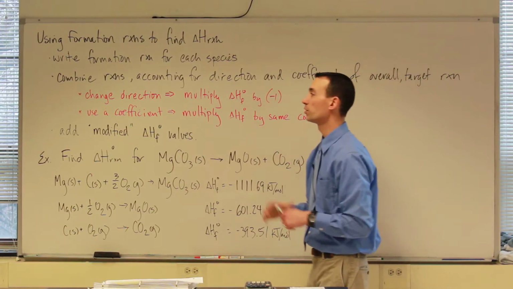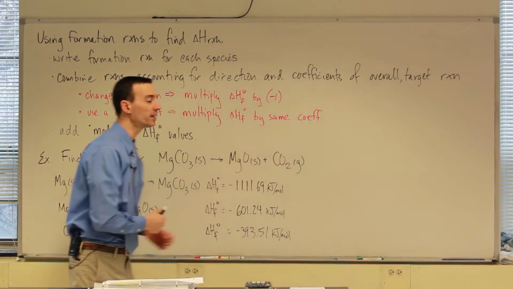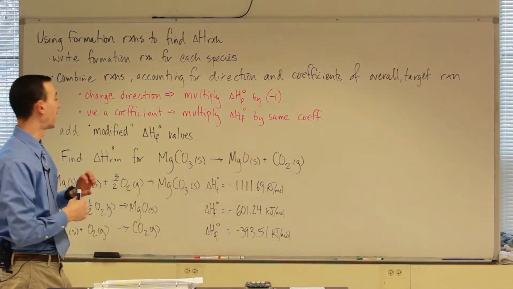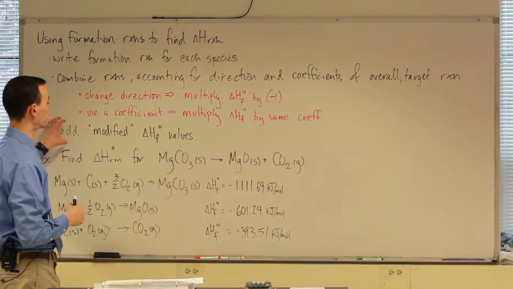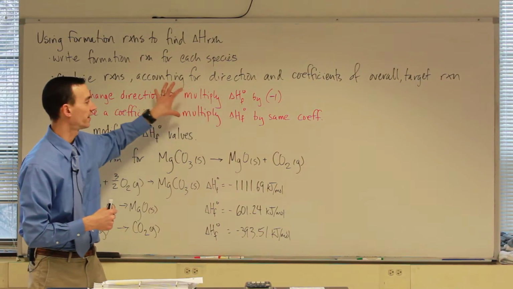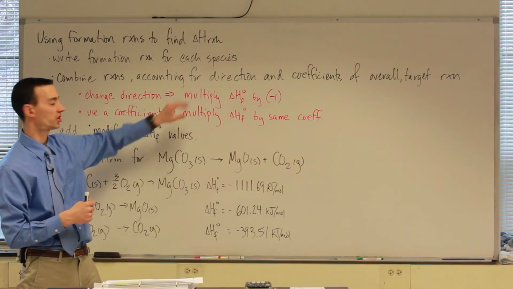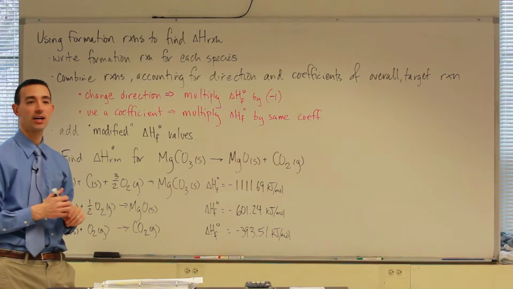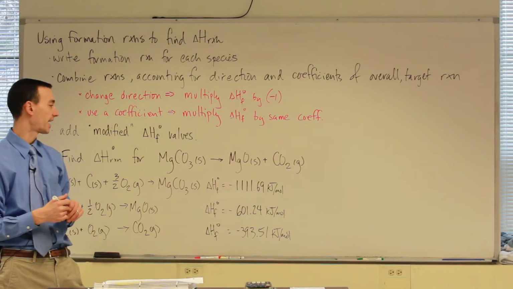Once you've done that, you should be able to just add up the parts, and the reactions will work out, as will the energies. And so when you add the now modified formation values, taking into account these changes here, you will get the delta H of reaction.